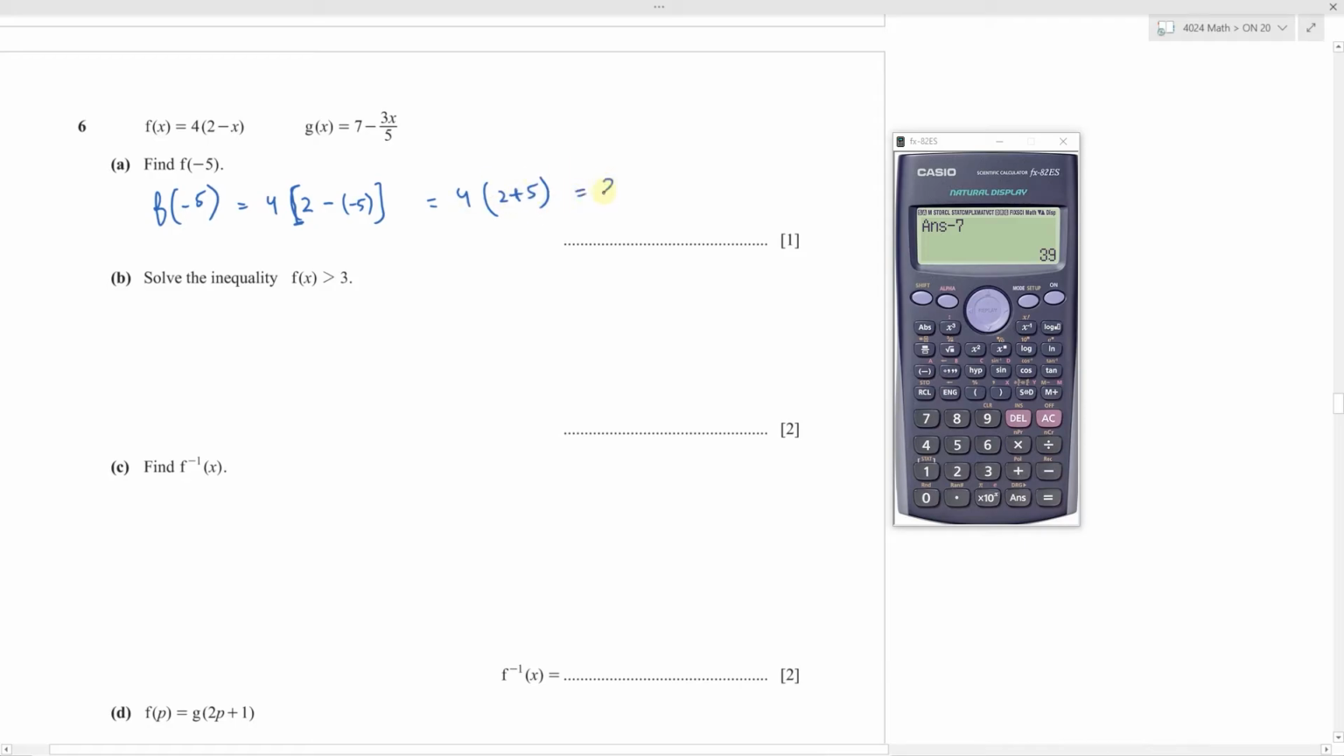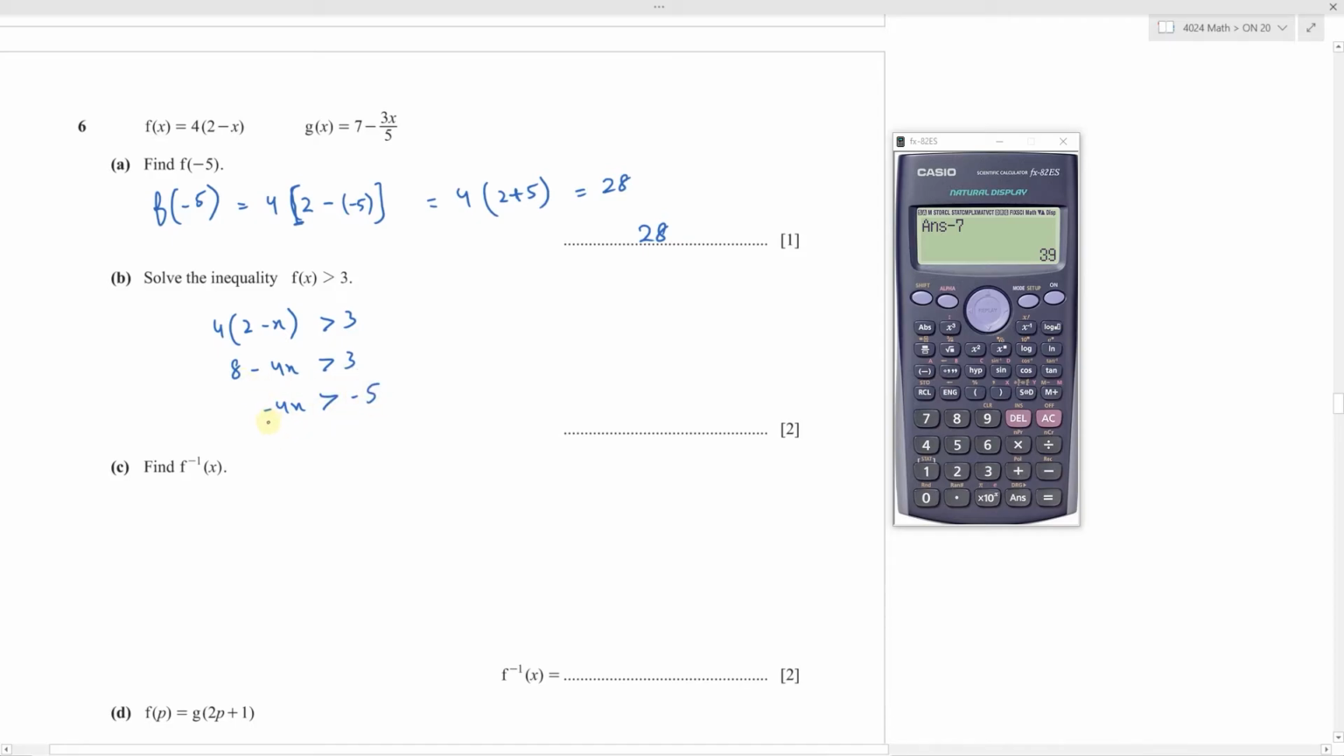7 times 4, 28. Part B: solve the inequality f of x is greater than 3. So f of x is 4 into 2 minus x is greater than 3. If I open the bracket, 8 minus 4x is greater than 3. I take this 8 to the other side. 3 minus 8 is minus 5.